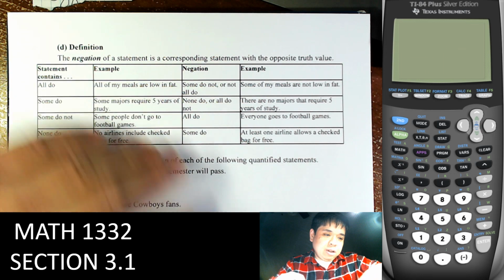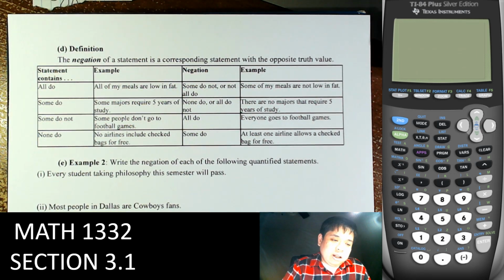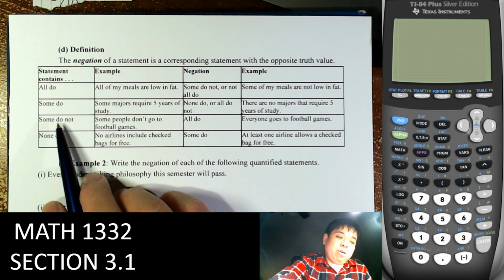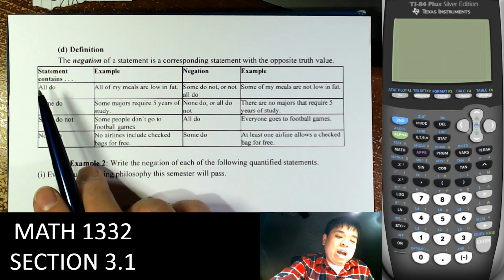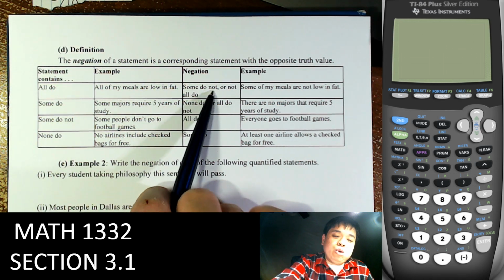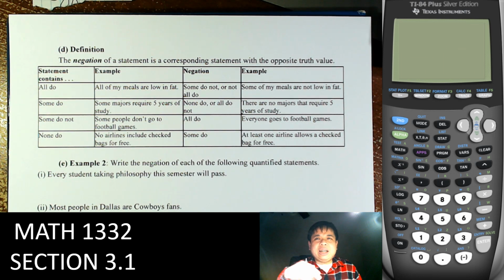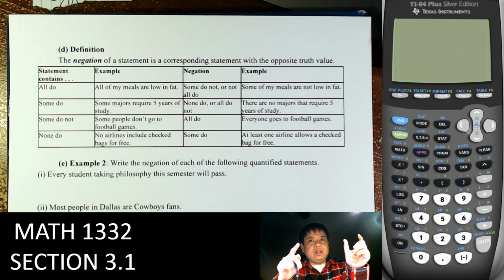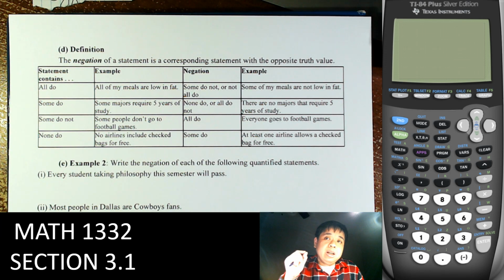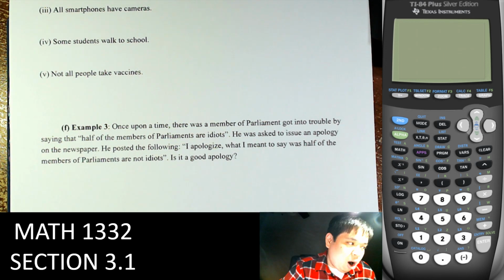Right, next. Negation. The negation of a statement is the corresponding statement with opposite truth values. Well, of course, we covered that before. Now, here's some examples. It says that if we have all do, then the negation is some do not, or not all do. Right. So that's a lot of things to memorize. We're not going to memorize that. But the key here is, if we're going to change a statement to a negative statement that involves quantifiers, simply negating the statement itself will not be good enough. Look at the example at the bottom here.